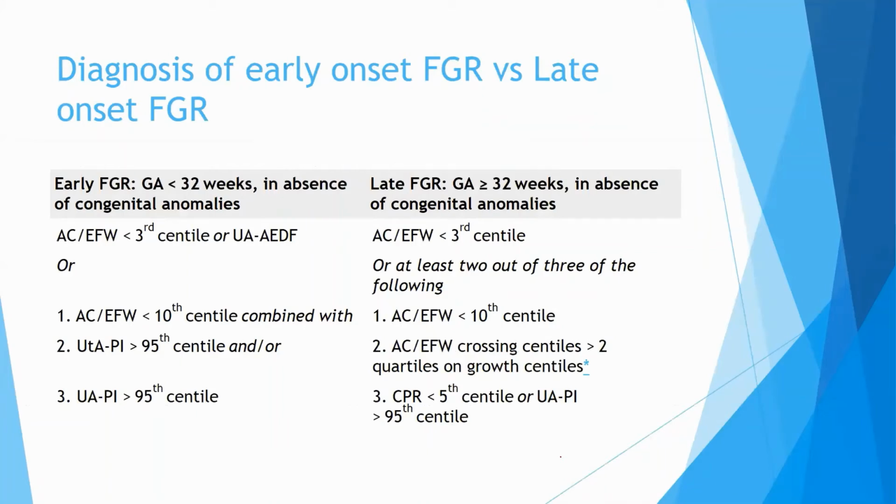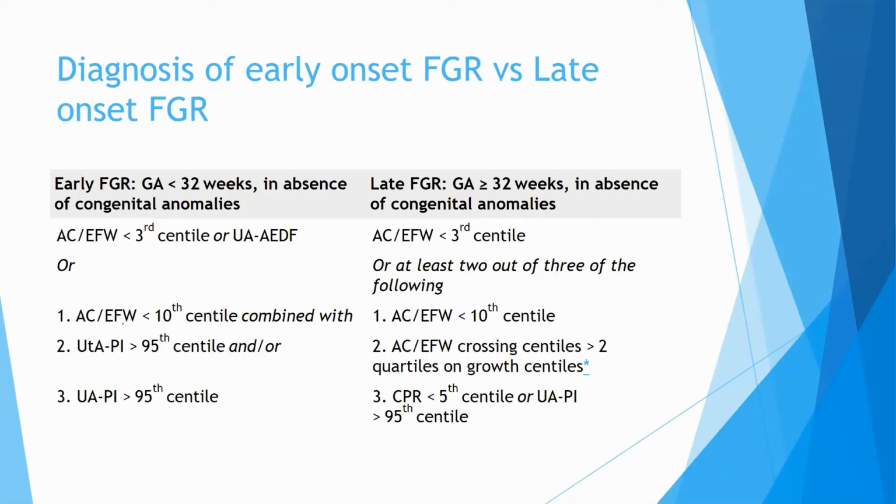So in terms of diagnosis, I've already said that we need to know the risk factors, and then also to scan for the growth, and later on also to do the Dopplers. So in a nutshell, if the abdominal circumference or estimated fetal weight is less than the third centile, then these babies are growth restricted. This is for early onset fetal growth restriction. Or if at any given time the umbilical artery shows an absent end diastolic flow, then we also say that these babies are growth restricted.